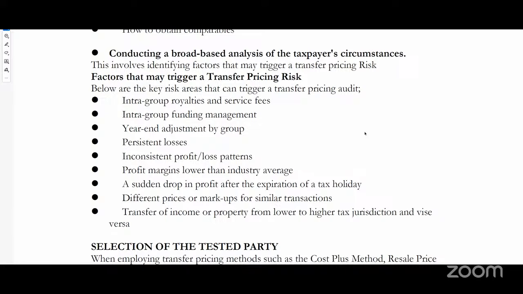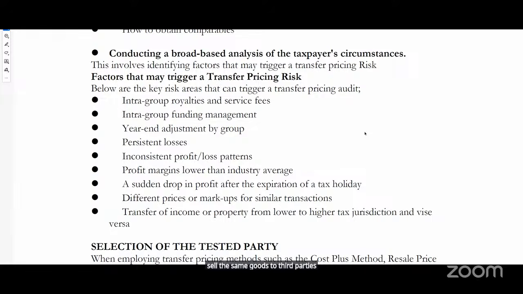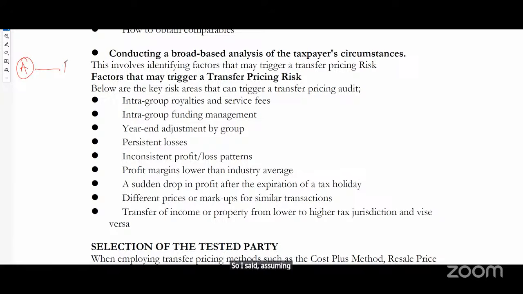subsidiary, right? The same ABC can also sell the same goods to third parties, right? Two third parties can also sell to each other. The same way, the one who is buying the goods from ABC can also buy it from another third party. You see how one scenario has split into different conditions. That's how you identify controlled transactions and uncontrolled transactions. Look at what I'm saying. So I said, assuming A is selling to another entity who is his sister company B.